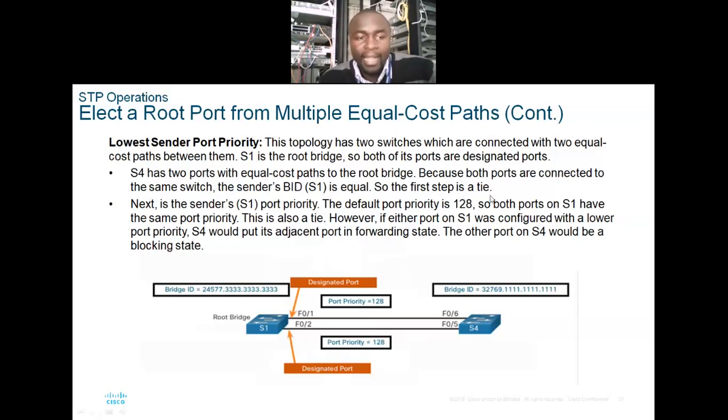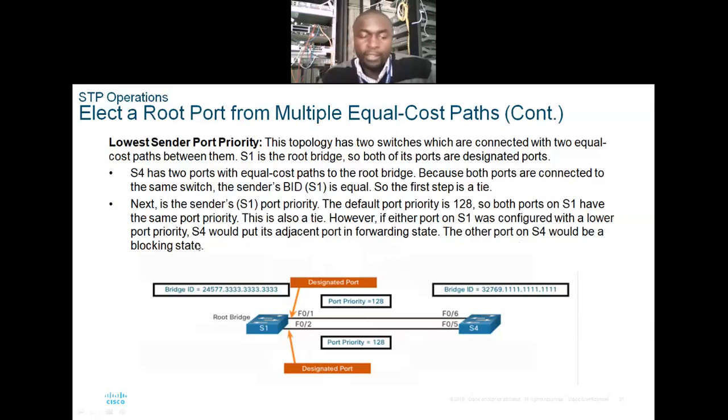The next is the sender switch 1 port priority, which is this guy. The default port value is 128. So both ports on switch 1 have the same port priority. There's also a tie. However, if either port on switch 1 was configured with a lower port priority, it would put the adjacent port in a forwarding state. The other port would be in the blocking state.